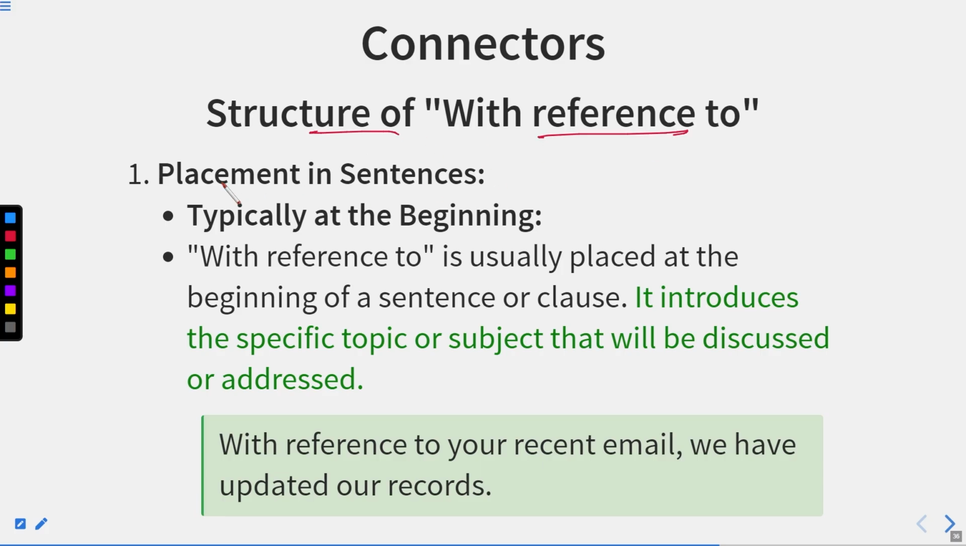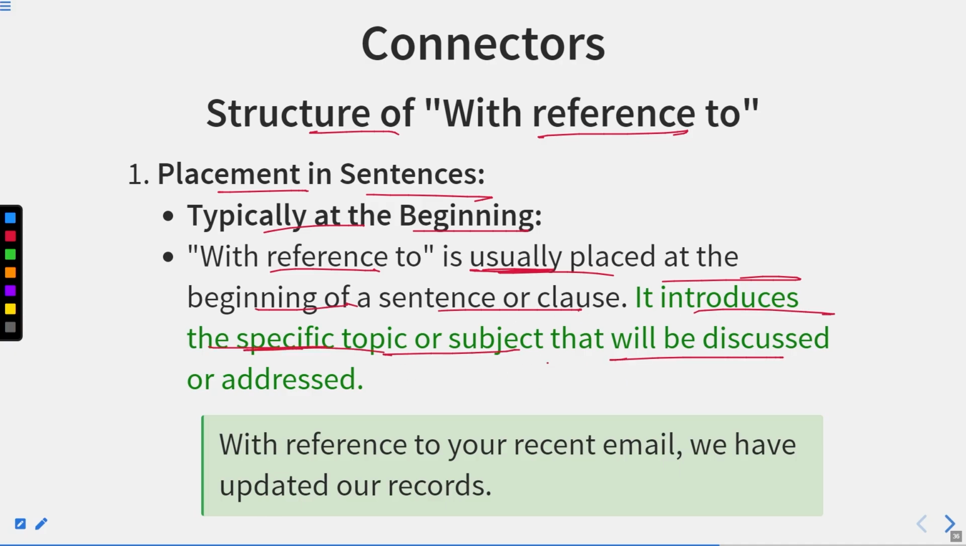Now, structure of with reference to. Placement in a sentence, typically at the beginning. With reference to is usually placed at the beginning of a sentence or clause. It introduces the specific topic or subject that will be discussed or addressed. With reference to your recent email, we have updated our records.